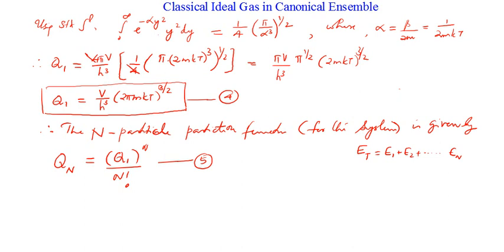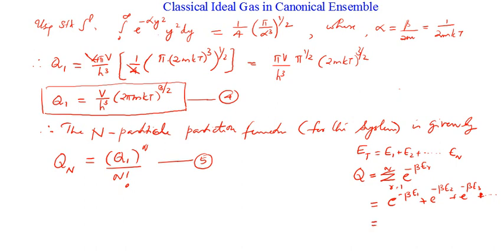So if you are writing the partition function Q, following the ordinary discrete summation over the states, sum over r, this was our equation for an n particle system: e raised to minus beta Er. What does it mean? If you consider the system as a whole, you have to write this as e raised to minus beta E1, plus e raised to minus beta E2, plus e raised to minus beta E3, and so on, up to n particles, for the entire system.